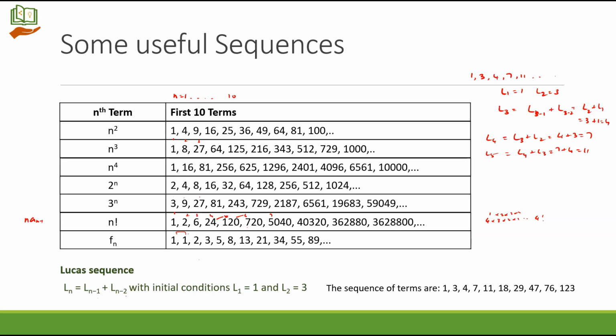Actually, this is similar to Fibonacci series. The only change here is the initial conditions are different. This is the same recurrence relation as the Fibonacci sequence but with different initial conditions. So when you are presented these initial conditions, they are called Lucas sequence, but it follows the same recurrence relation as that of Fibonacci series. So these are the general sequences that have been already computed with the first 10 terms.